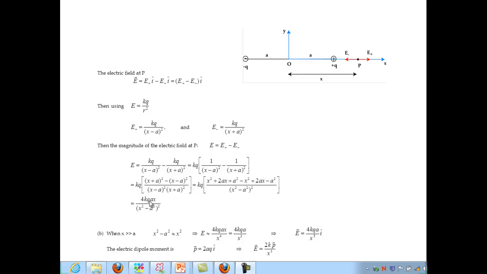So that takes care of the numerator, and the denominator, the x minus a squared times x plus a squared, when we multiply that out and cancel out certain terms, we'll see that it simplifies to x squared minus a squared quantity squared. And so that just gets carried along in the denominator. So that gives the exact expression for the electric field at the point P, which is a distance x away from the center of the dipole.